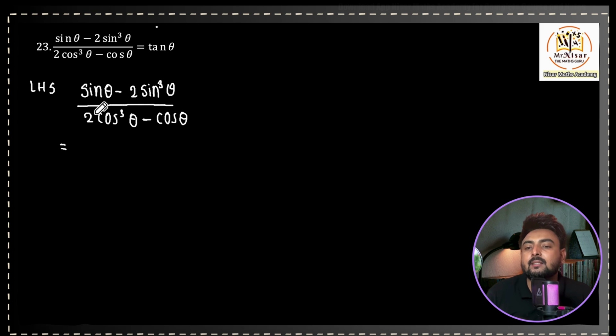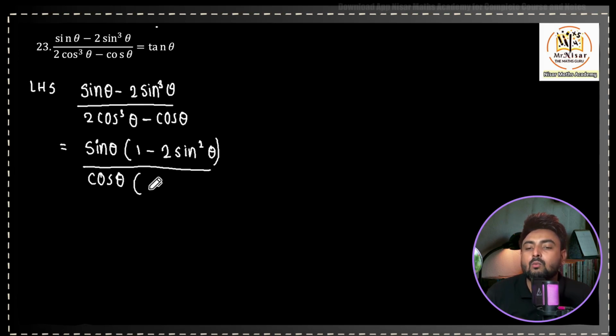So if I take sin common from here, sin theta, what is remaining here? 1 is remaining, minus, from here sin is out, so what is remaining? 2 sin square theta, upon, in the denominator I can see cos is there, I'll take cos common. What is remaining then? 2 cos square theta, minus, cos is outside, so what is remaining here? 1. Now see, directly you should understand here, we need to prove it as tan theta. So sin by cos is going to become tan theta, is it? So whatever the extra part is there, that should be cancelled, and then only we'll get tan theta.